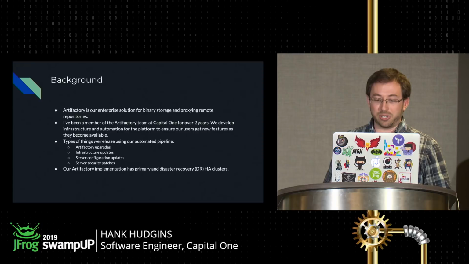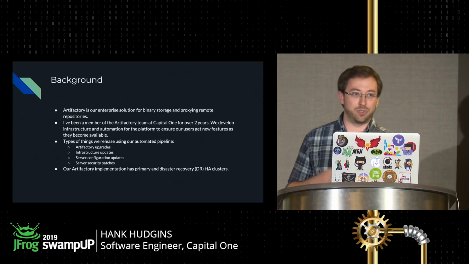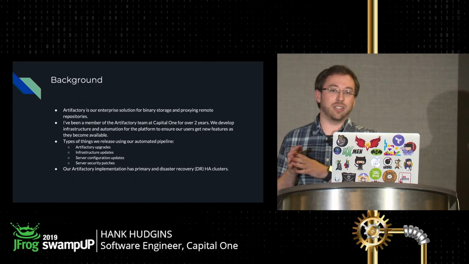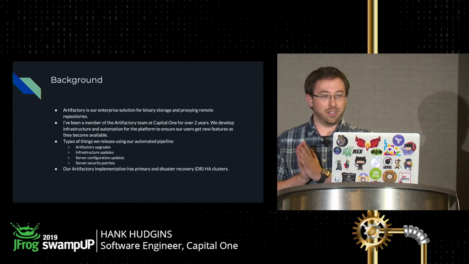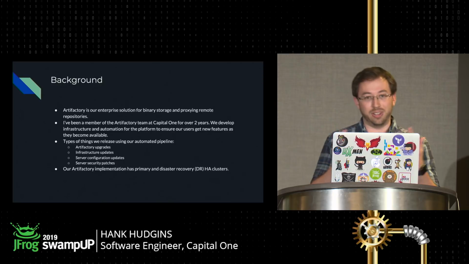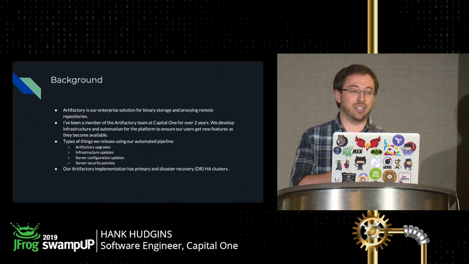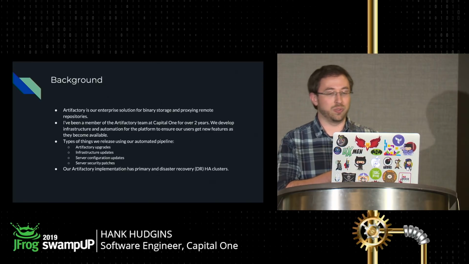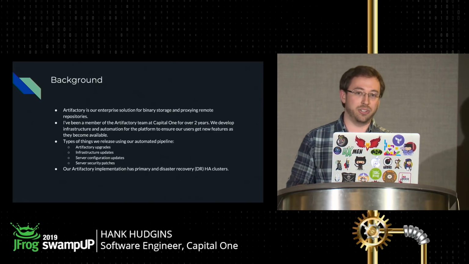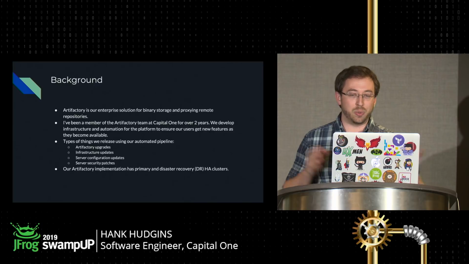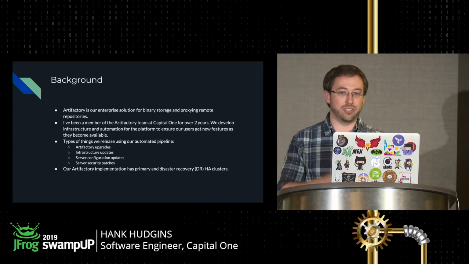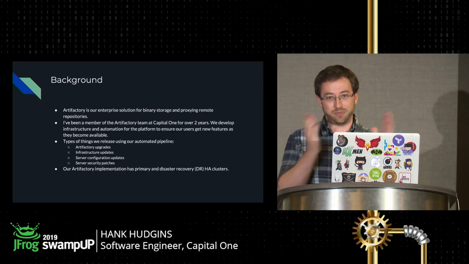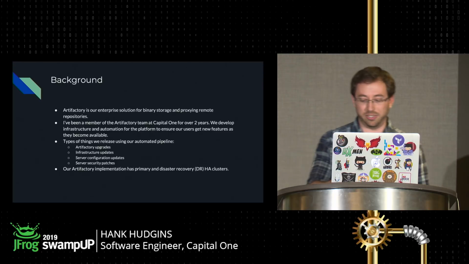In our particular Artifactory implementation, we have 2 HA clusters. We have a primary Artifactory HA cluster that users are hitting most of the time, and then we have a secondary Artifactory HA cluster in another AWS region that we use for our DR, our disaster recovery region. We try to keep those 2 Artifactory clusters in sync as much as possible. In case something goes wrong with our primary region, we can just flip traffic over to our DR region.